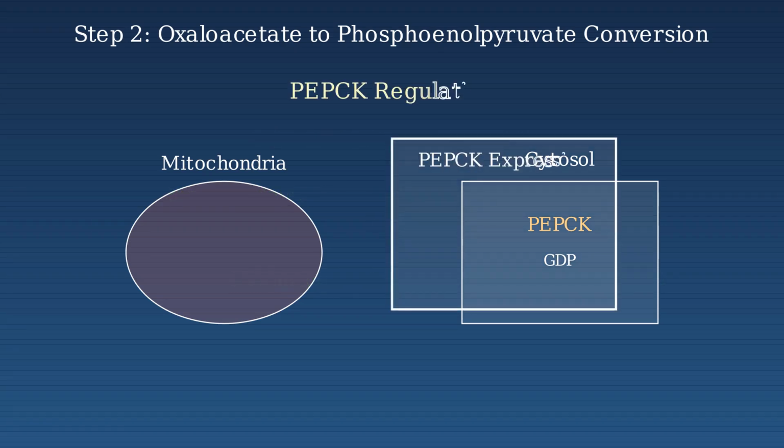PEPCK is a major regulatory enzyme in gluconeogenesis. Its expression is controlled at the transcriptional level by several hormones. Glucagon, which is released during fasting, increases PEPCK expression. Cortisol, a stress hormone, also upregulates PEPCK expression, promoting gluconeogenesis. In contrast, insulin, which is abundant after meals, decreases PEPCK expression, inhibiting gluconeogenesis when glucose is plentiful.